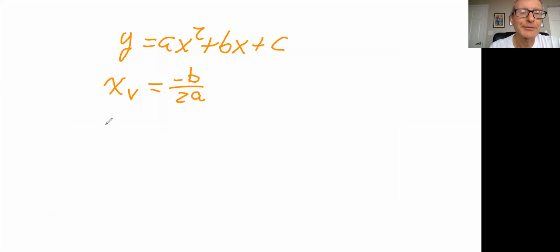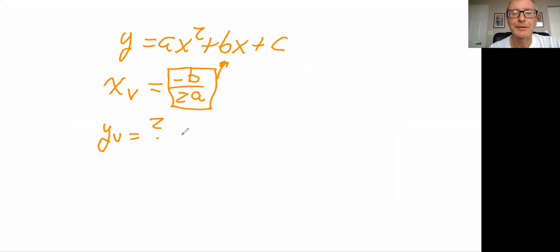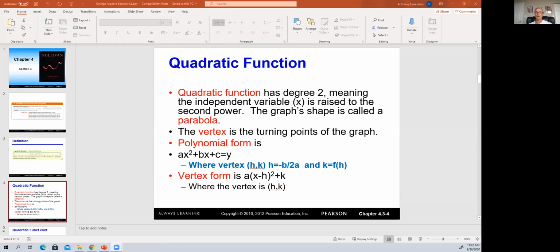But then how do we get the y value? Well, given this x value, what we do is we plug it back into the equation and out will come the y value. So there is a process: first find the x value and then plug that back in to find the y value. And we'll go through some examples for sure moving forward. But I'd like to continue on some definitions with this kind of form.